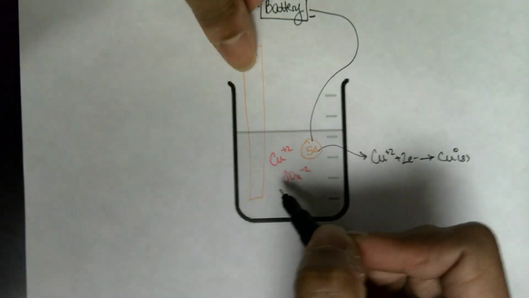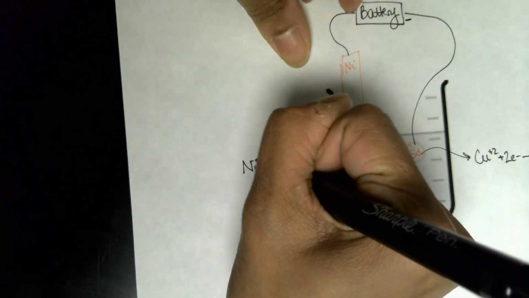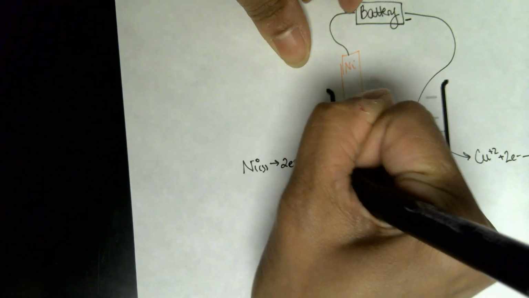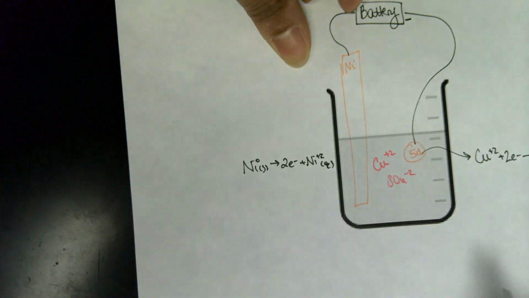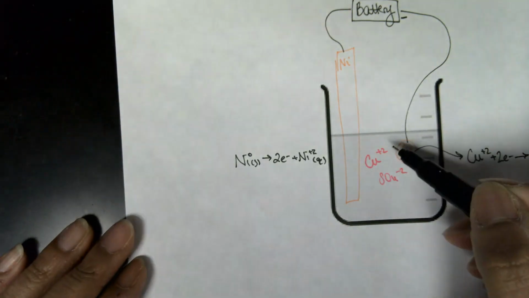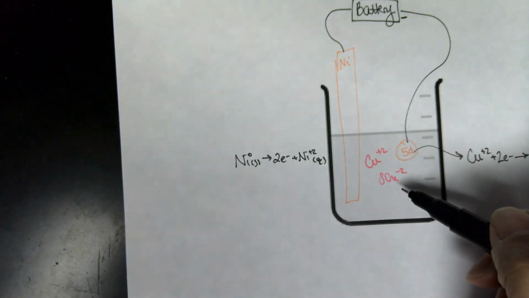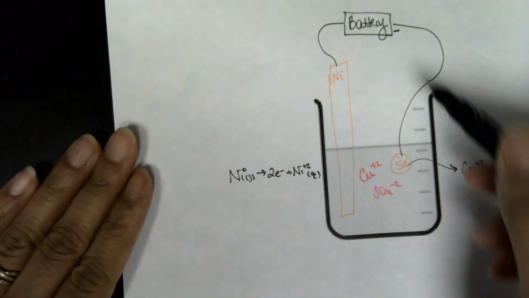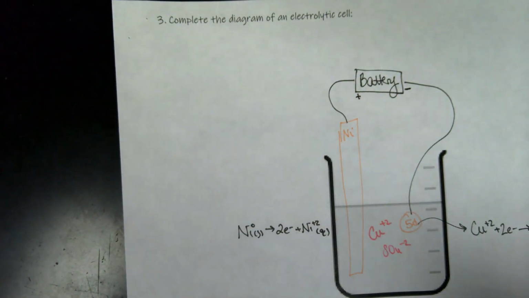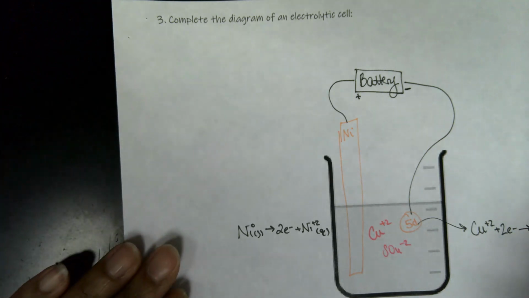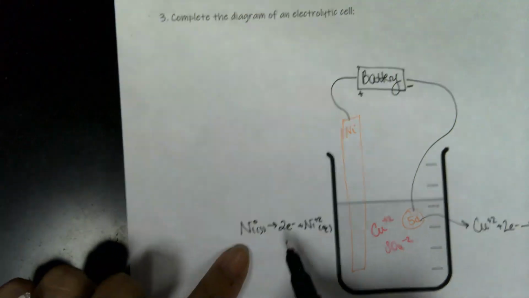Conversely, over here, this nickel started off as a solid. It likely lost 2 electrons to become nickel plus 2 in solution. So over time, this solution will essentially run out of copper and be replaced with all nickel instead. So this side is negative, this side is positive. Electrons still flow from the anode to the cathode. So we have to think about which one is which.